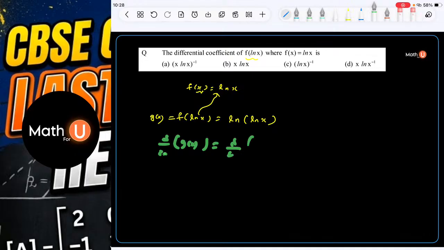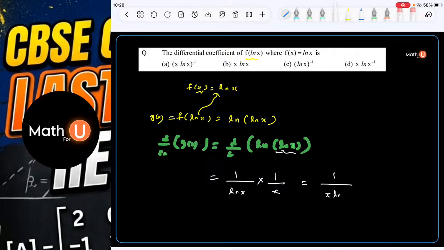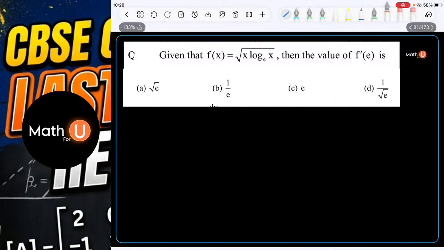That is nothing but differentiating ln of ln x. The differentiation of ln x is 1 by x, where in place of x, ln x is there. Again ln x differentiation is 1 by x. This is our answer, 1 by x into ln x. If you take both functions to the denominator, it can be written as x into ln x whole inverse. This is our correct answer. A is the correct answer. This is nothing but the differential coefficient of f of ln x. Okay, next, we move to the next question.